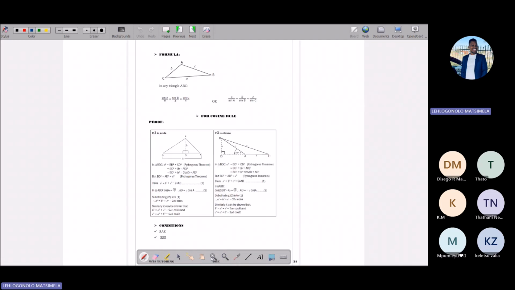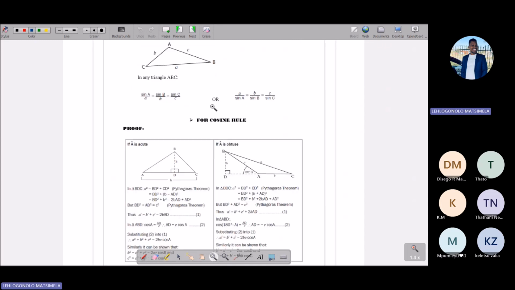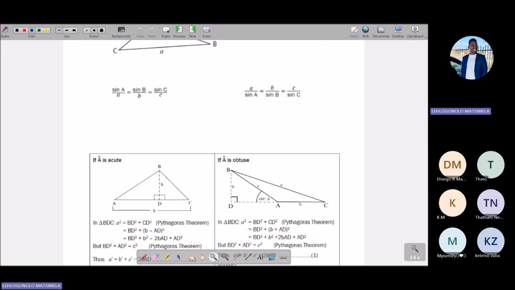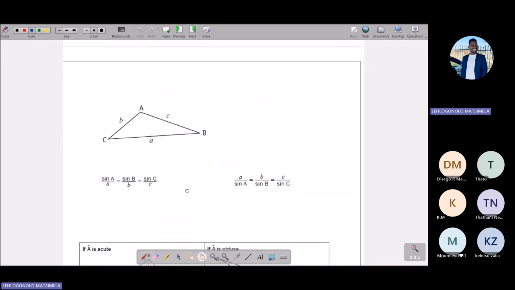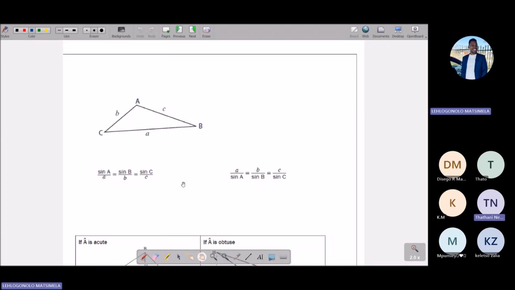The first formula is the sine rule. Sine rule means we are applying sine, the same sine we were using in trig ratios. So how does this work? In most cases, I like the second one, which is this one. I will talk more about this one because initially when I was taught, it was this one, but the same thing works with the other one.